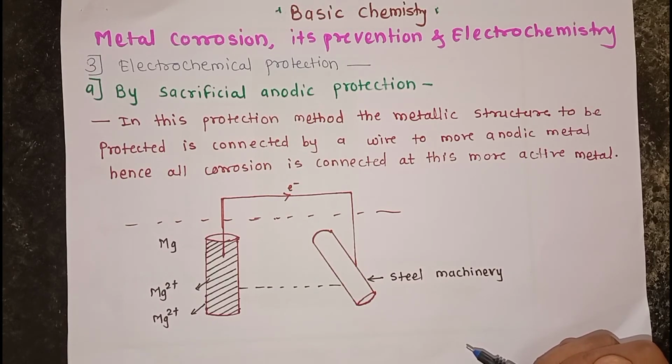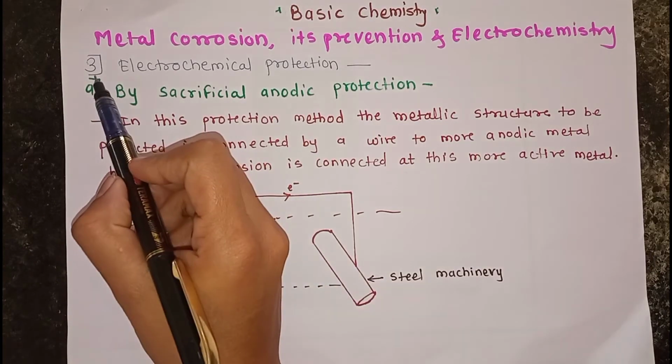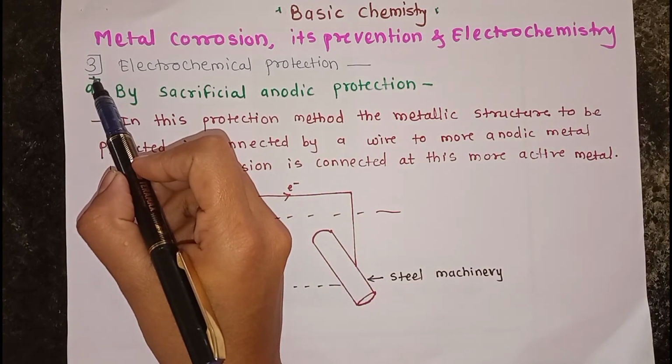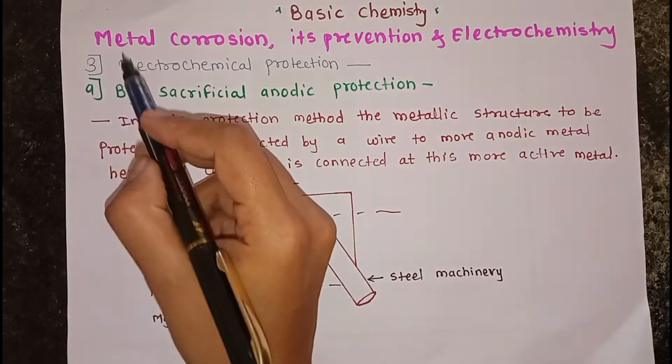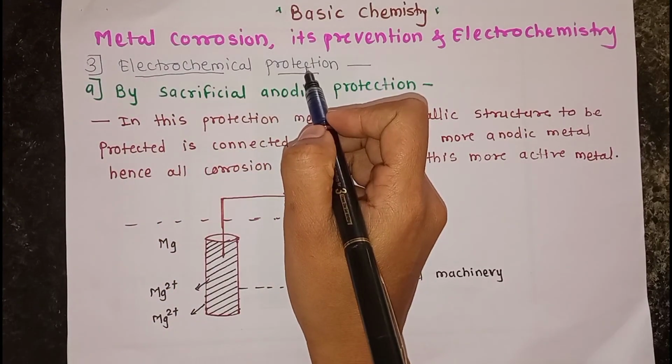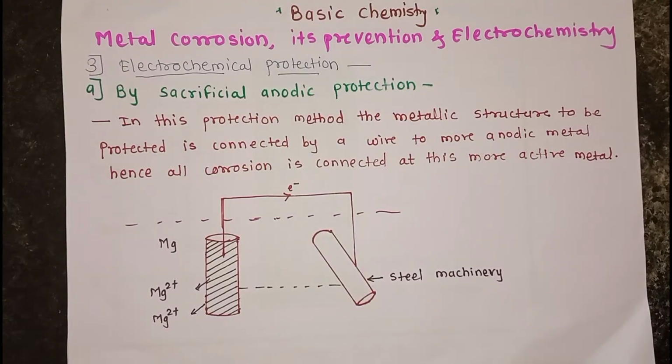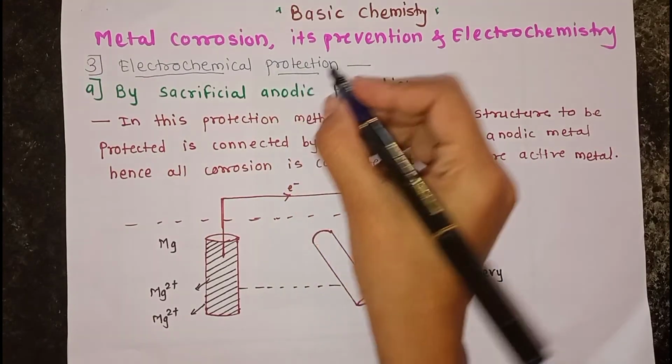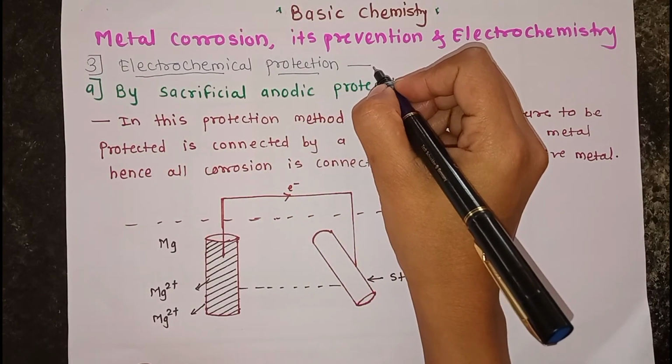In the previous session we discussed the different methods of protection of metal from corrosion. There are generally 4 methods. Out of these 4 methods, in the last session we discussed the first 2 methods, that is modification of environment and modification of properties of the metals. In today's session we discuss the third type of method used for protection of metal from corrosion, which is the electrochemical protection method. In this method, we make the metal a cathode.